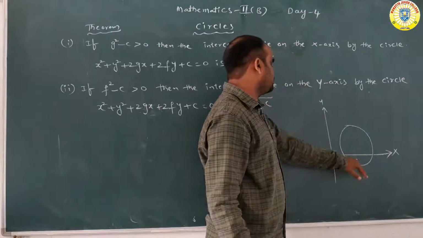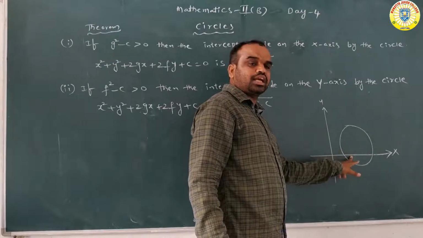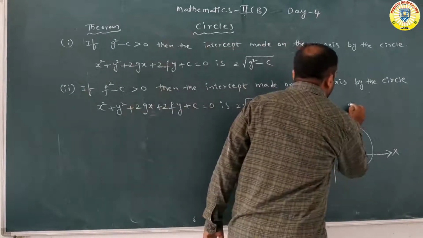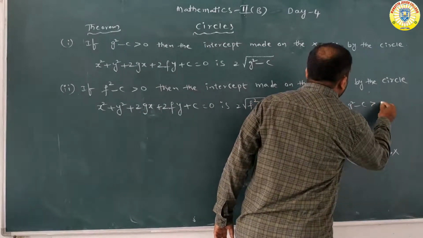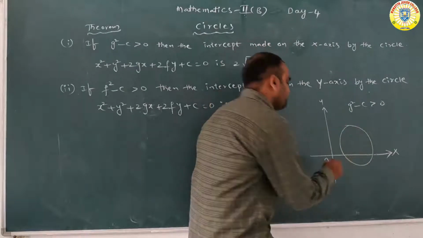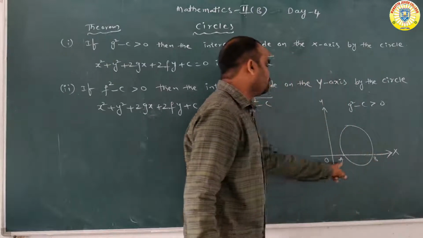This is the origin, x-axis, y-axis. The circle intercepts the x-axis. In this case, the condition is g square minus c greater than 0. Only in that case does the circle intercept the x-axis at two distinct points. Here A comma B are the two distinct points.